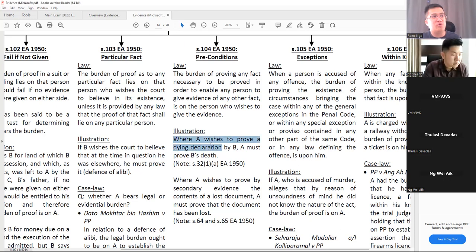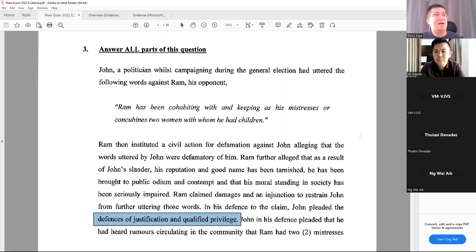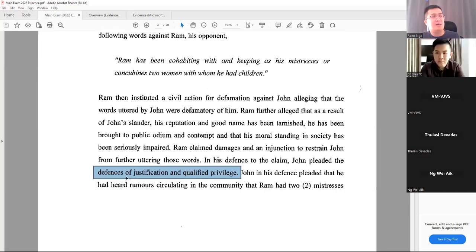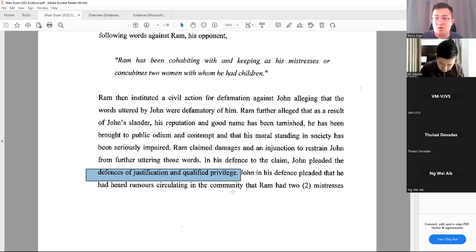Where A wishes to prove a dying declaration by B, A must prove B died. Which means when you want to apply certain sections, the burden is on you. So in order for you to use 104, I don't see any sections mentioned, unless they give you a section for this justification and qualified privilege, saying it's under what law. Then, because they say it's under what law, you can use section 104.